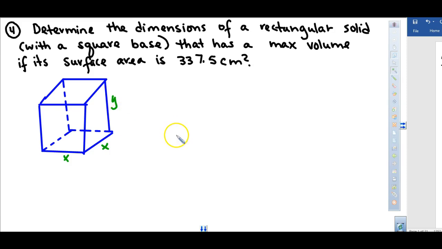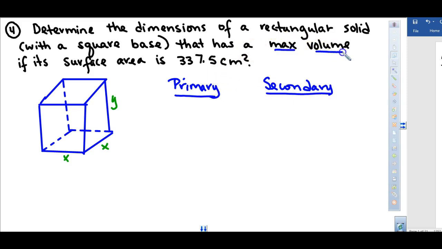So determine the dimensions of the rectangular solid with a square base. So I've got to have a primary and a secondary equation here. I want the max volume. That's the one I'm differentiating. So that's always your primary. That would be length times width times height. And the surface area is your secondary. So your surface area would just be the sum of all 6 of these spaces.